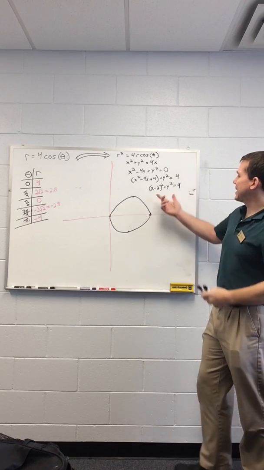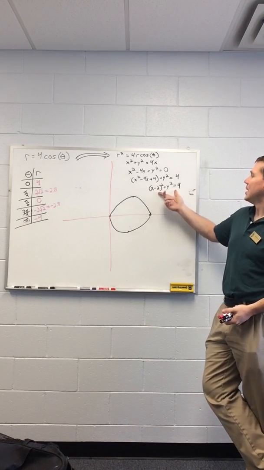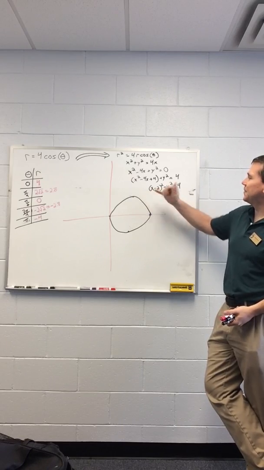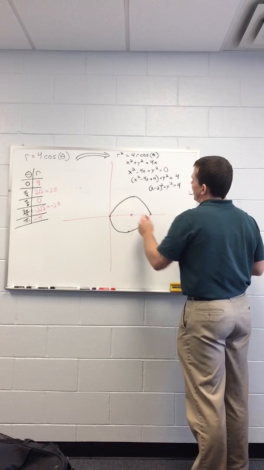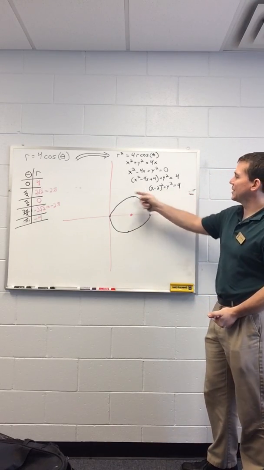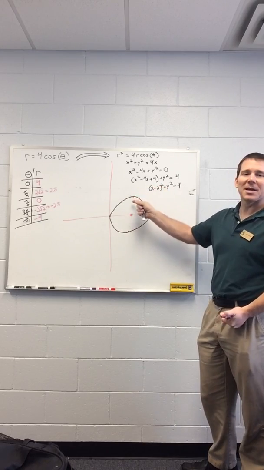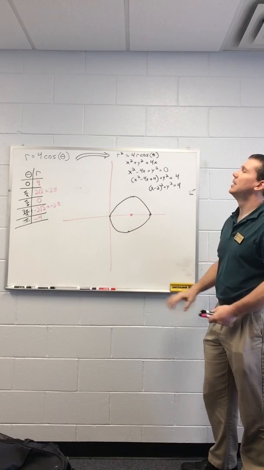And all of you should recognize this. In rectangular coordinates, that's the equation of a circle. The center, x is shifted 2 to the right, so the center is right at 2. The radius, that's r squared, so the radius is 2. And that's what I should get. A circle of radius 2 centered at the point 2, 0.